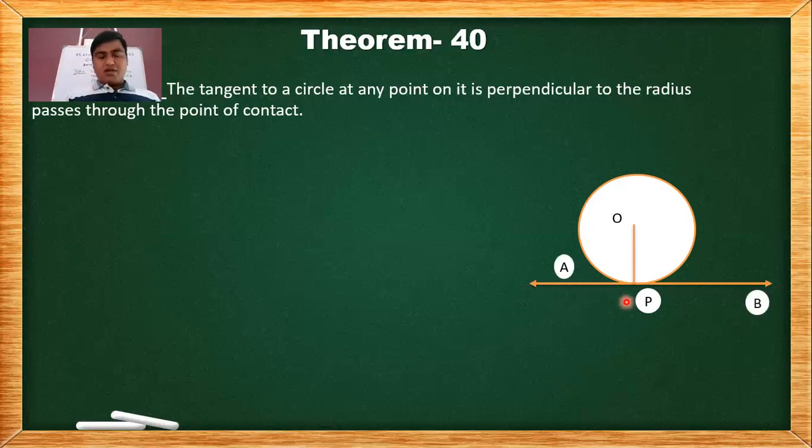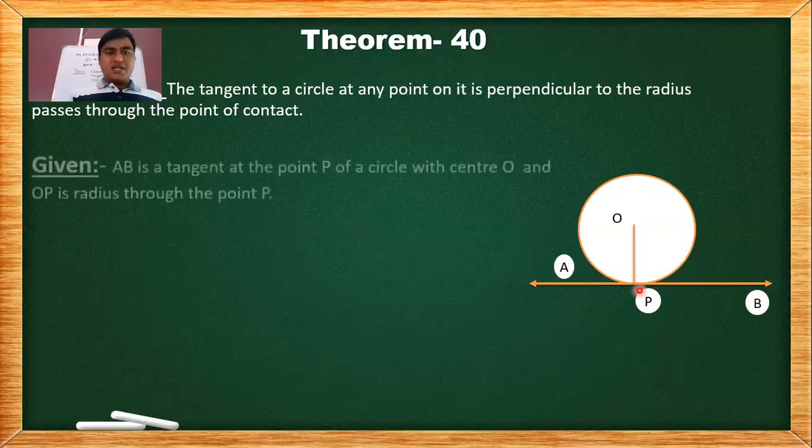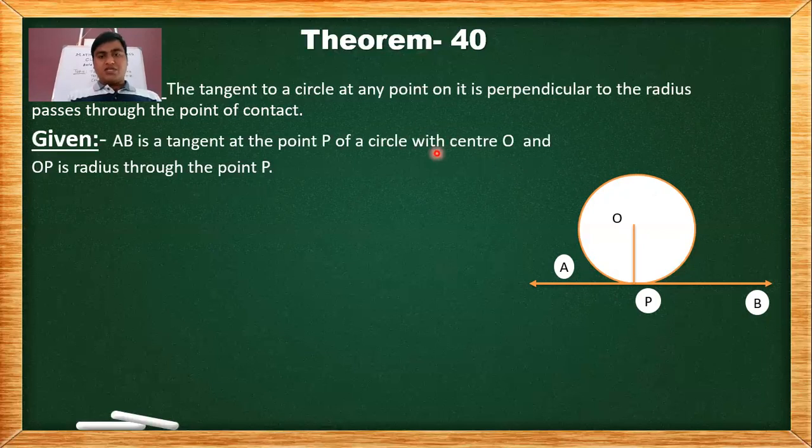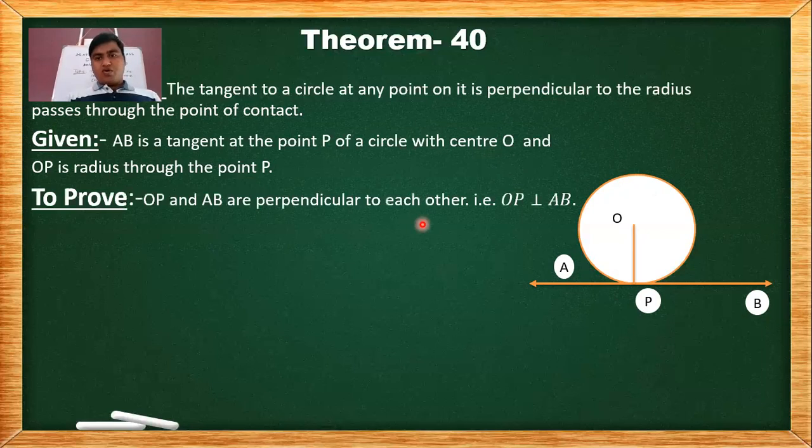So now this is given. O is the center of the circle and OP is a radius, and AB is a tangent at the point P. Given AB is a tangent at the point P of a circle with center O, and OP is the radius to the point P. Required to prove OP and AB are perpendicular. OP perpendicular to AB.